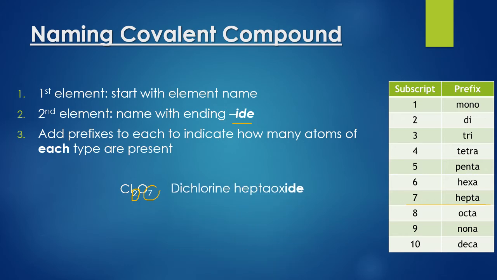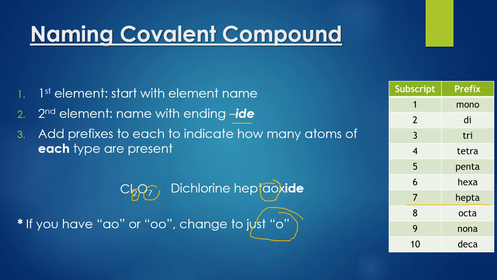So dichlorine heptaoxide. Now notice it looks a little weird having 2 vowels right next to each other. So another rule, and this is just a spelling matter, which I won't ever count you off for because I'm not the best speller myself: if you have 2 vowels next to each other, an A and an O or an O and an O, it is just changed to O for spelling purposes. It would just become heptoxide.